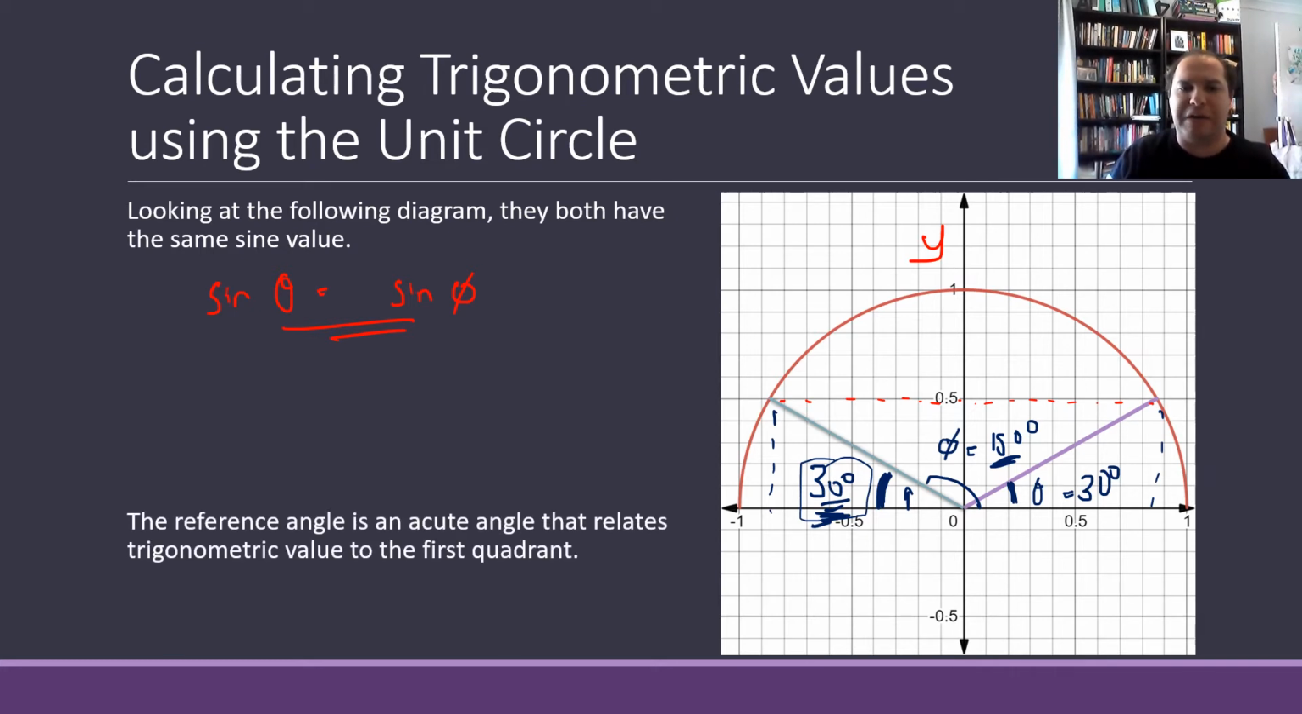So that reference angle is an acute angle, so less than 90 degrees, that relates our larger angle to some value that's in the first quadrant. So that 30 value we can use to help calculate trig values. And it's useful because it's a small enough angle that it's in that first quadrant. Now, to make sure those values are correct, we might add a positive sign or a negative sign at the front, depending on which quadrant it's in.